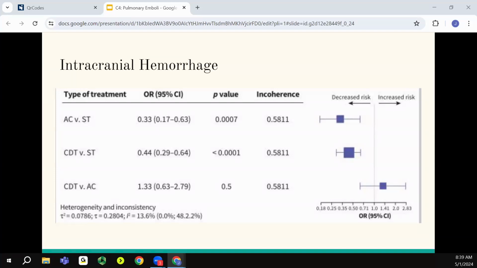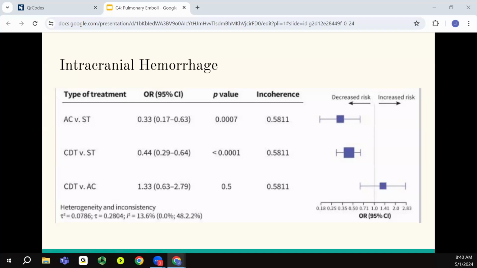Maybe more specifically and more importantly, the metric that I think we'd look at for bleeding that's really important is intracerebral hemorrhage. There was a lower association of intracerebral hemorrhage in both catheter-directed thrombolytics and anticoagulants when compared with systemic thrombolytics. But there was no difference in intracranial hemorrhage between catheter-directed thrombolytics and anticoagulation. The authors try to suggest that there's this big mortality benefit compared to systemic thrombolysis or anticoagulation, but that catheter-directed thrombolytics really only carry the same risk of an anticoagulation, which is the standard of care for PEs.